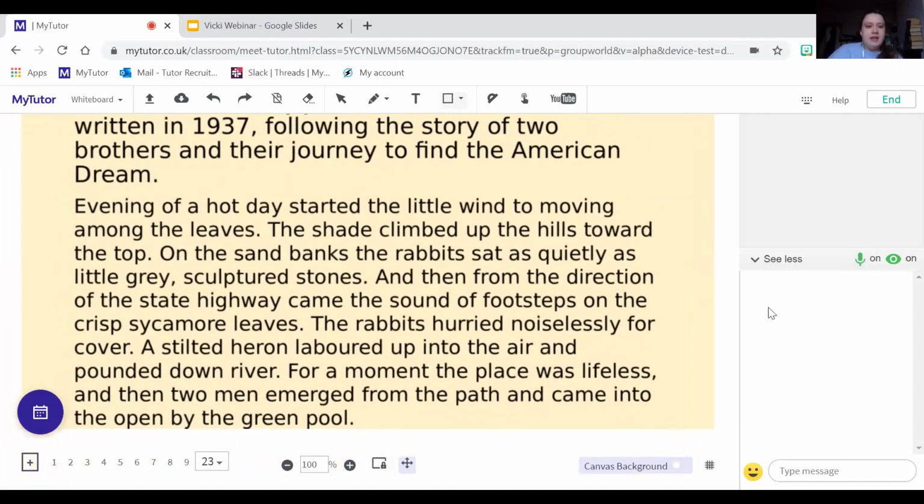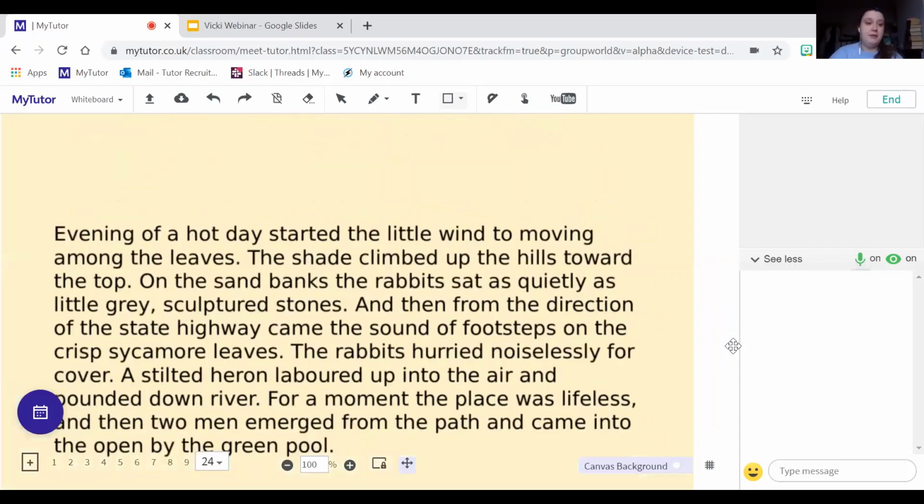Evening of a hot day started the little wind to moving among the leaves. The shade climbed up the hills towards the top. On the sandbanks, the rabbits sat as quietly as little grey sculptured stones. And then from the direction of the state highway came the sound of footsteps on the crisp sycamore leaves. The rabbits hurried noiselessly for cover. A stilted heron laboured up into the air and pounded down the river. For a moment, the place was lifeless, and then two men emerged from the path and came into the open by the green pool. This is a standard length that you will be given to look at in the exam from an extract.